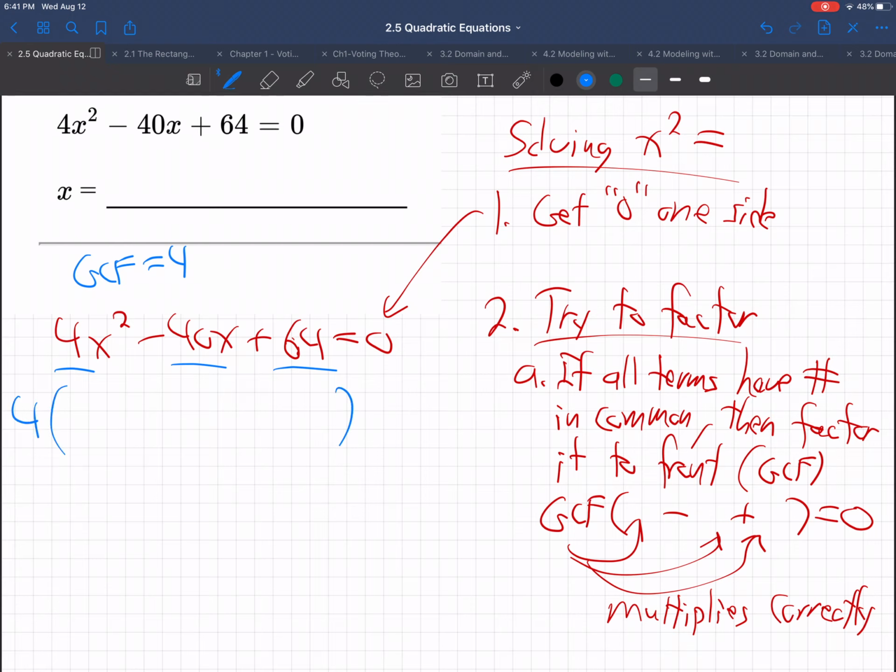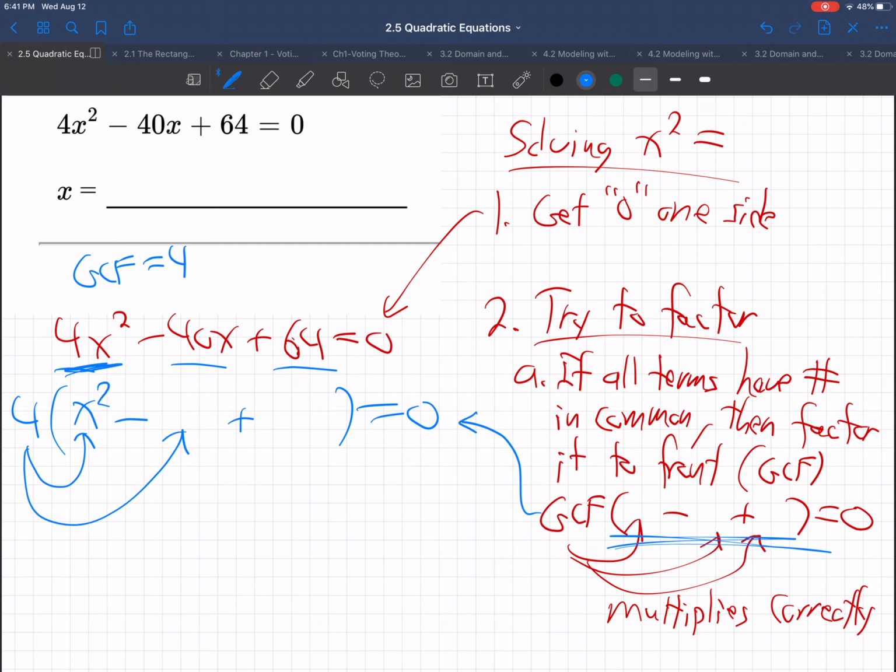So then what do you do? Well, you take out the 4, one big parenthesis, right? Notice, just one big parenthesis. You put the minus here and the plus there. And then you ask yourself, how do you know what goes inside? Whatever works. 4 times what will go back to 4x squared? Well, x squared, right? And 4 times what will go back to 40x? You need 10x there, right? Because 4 times 10 is 40, and you got the x. And then 4 times what? Just take 64 and divide by 4 in your calculator. It'll tell you 16. 4 times 16 is 64. So that's step one. GCF in the front, one big parenthesis, whatever multiplies correctly.